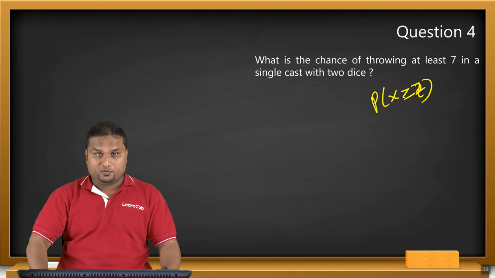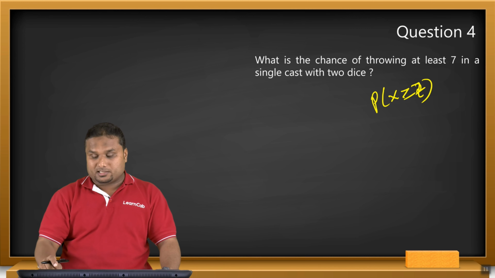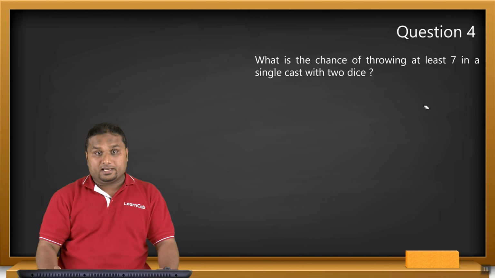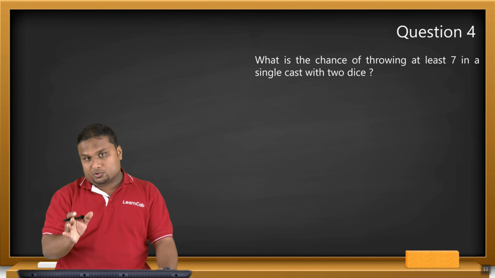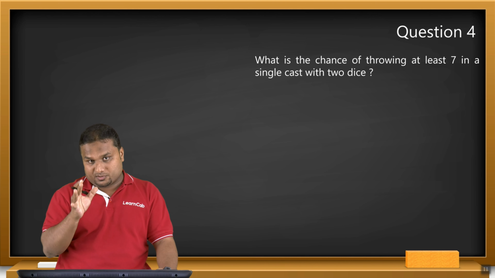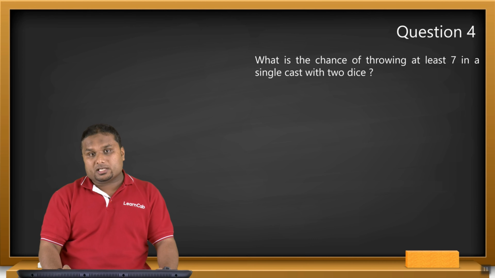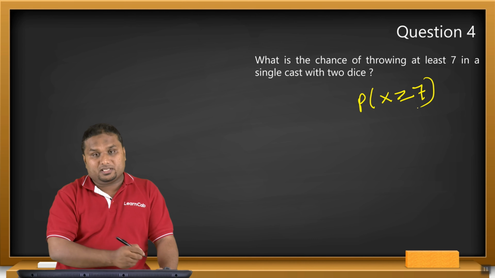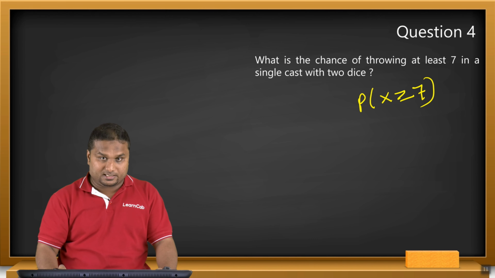Let's discuss question number 4. What is the chance of throwing at least 7 in a single cast with 2 dice? This question is from your ICAI textbook. Actually, this question appeared in your exam. When it appeared in the exam, they just changed the wording. They asked what is the probability that their sum is greater than 7.